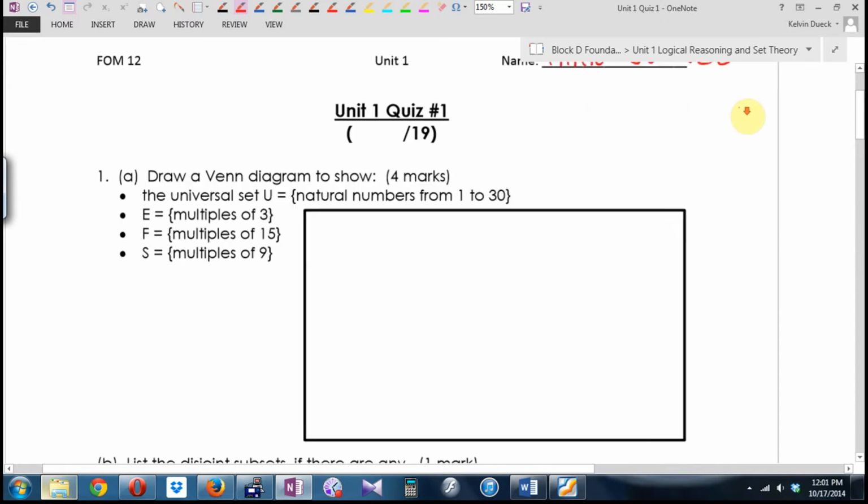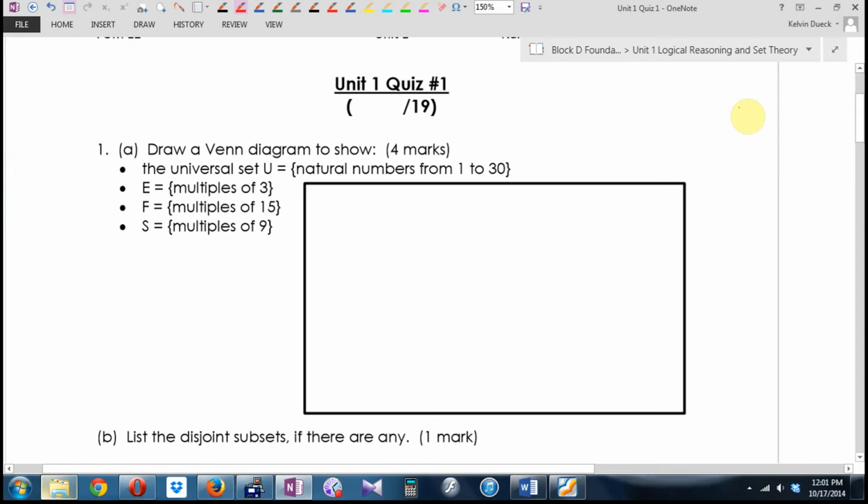It's amazing. Number 1 says, draw a Venn diagram to show the universal set U, where I'm pulling everything, the natural numbers from 1 to 30. So somewhere in here, 1 to 30 should appear. And then there are going to be some subgroups. There's going to be E, F, and S. So there's going to be E. I'll tell you how we'll mark this afterwards, but I'll show you how I draw it first.